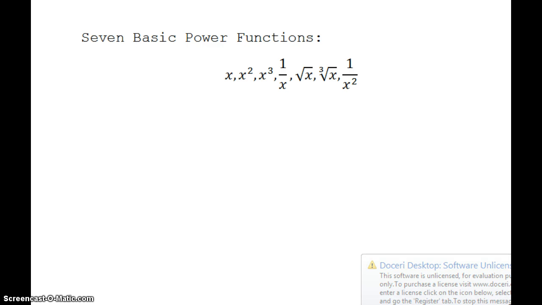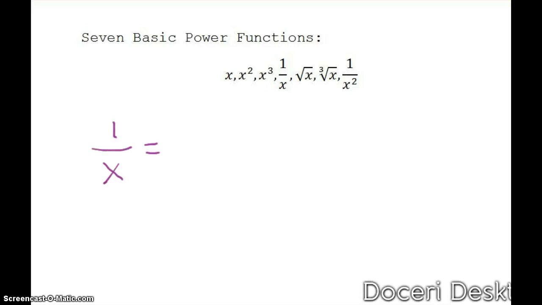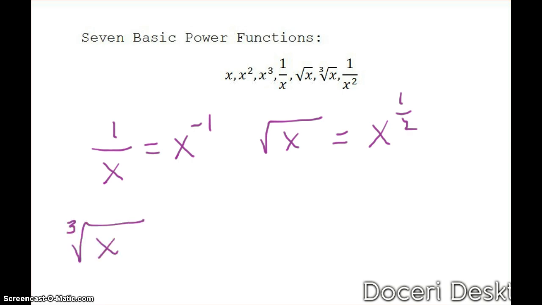Okay, we have 7 basic power functions, and they are x, which would be x to the first power, x squared, x to the third power, 1 over x, and 1 over x is a power function because it can be written as x to the negative first power. Then we have the square root of x. Again, the square root of x can be written with an exponent by saying x to the 1/2 power. Cube root of x would be x to the 1/3 power.